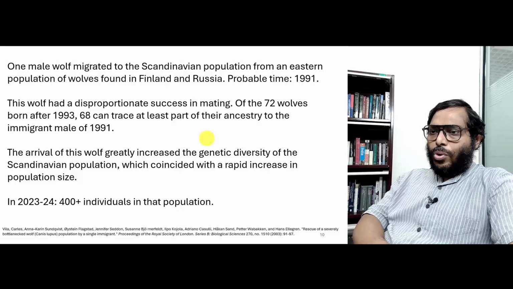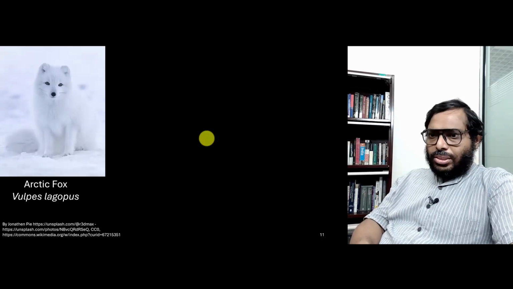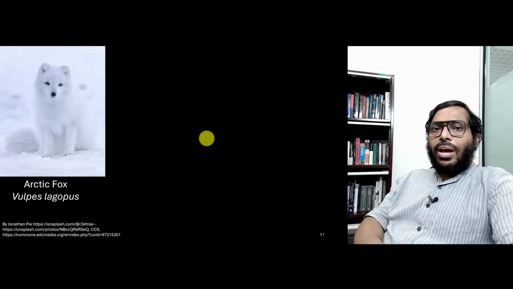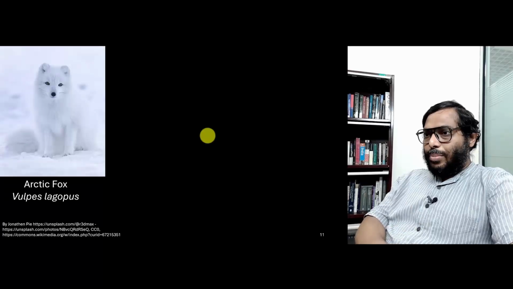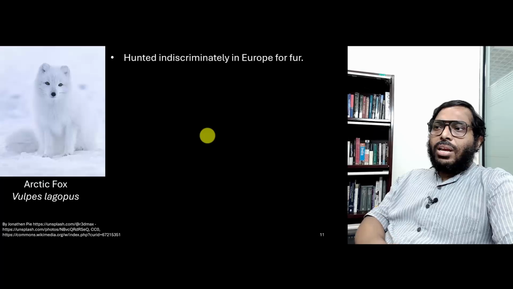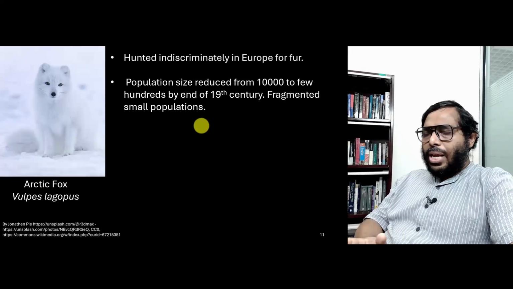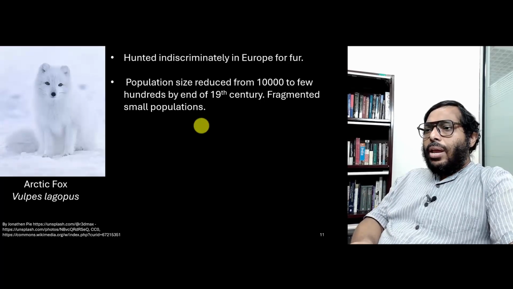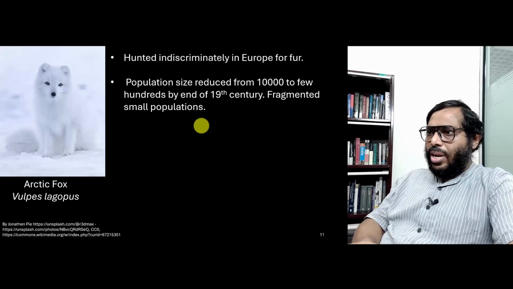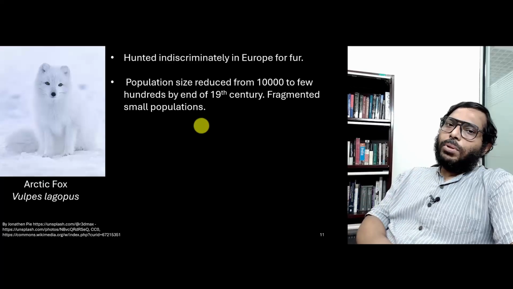Just to give you one more example. This is the Arctic fox, Vulpes lagopus. As you can see, it is a very cute looking animal. Its fur is also very, very expensive, and because of this fur, it has been hunted absolutely indiscriminately in Europe. So, although the population size used to be pretty high, in tens of thousands, by the end of the 19th century, only a few hundred individuals were left, and those also were not in one population, they were fragmented across multiple populations.